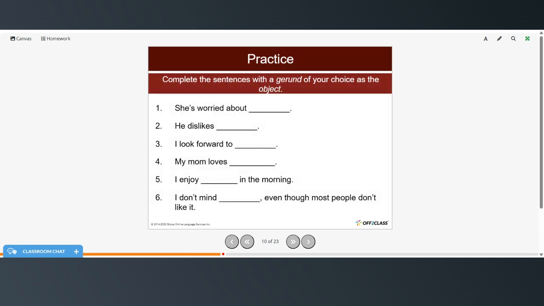Again, the same thing here. You can choose whichever gerund you would like to complete the sentences. This time the gerund will be the object of the sentence. And again, if you would share those in the comments, that would help out the channel quite a bit.